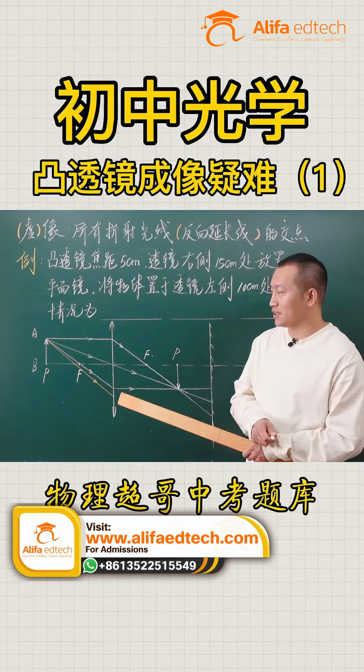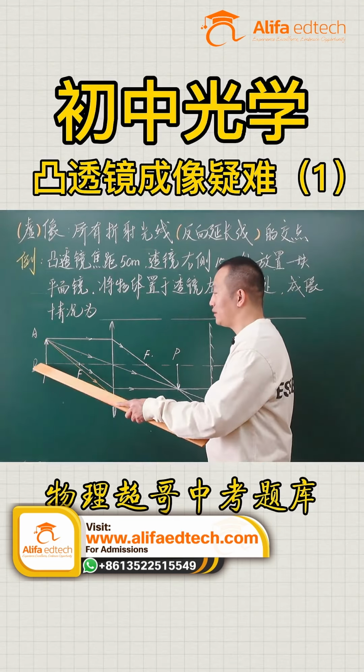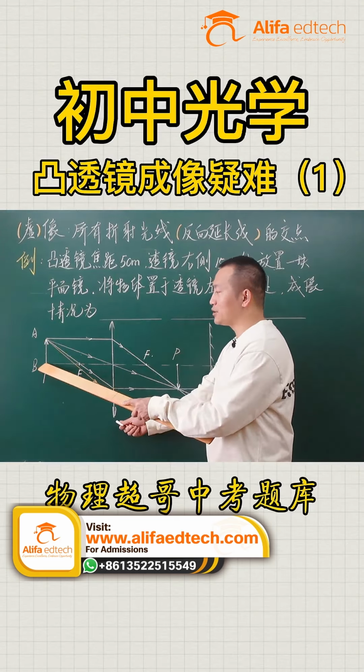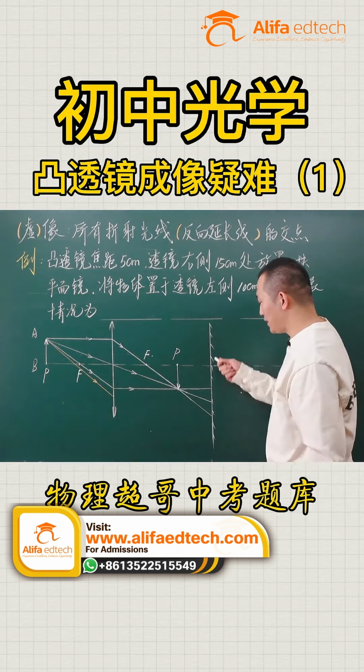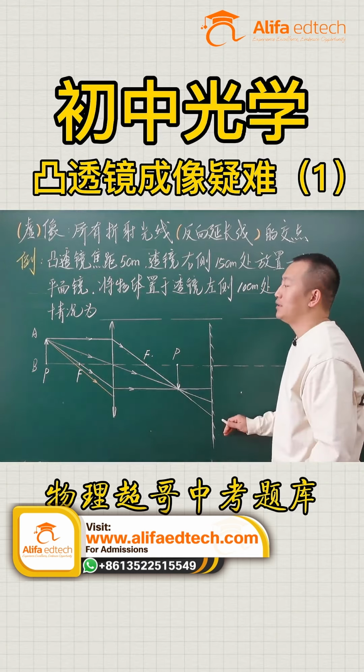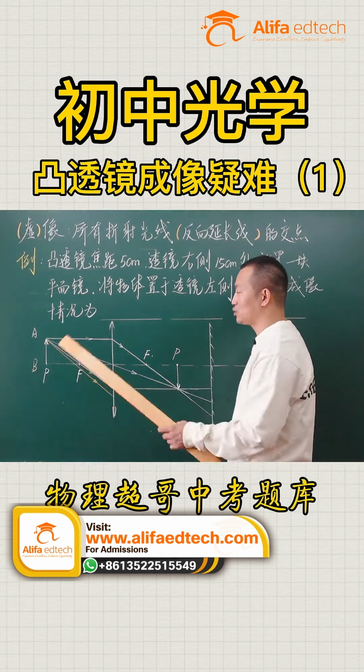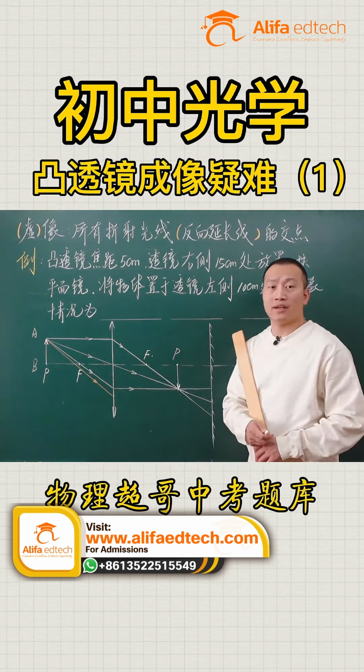Look up at the question on the blackboard. He says there's an object AB placed at twice the focal length of the convex lens, and then a flat mirror on the other side at 3 times the focal length, placing another flat mirror, asking how many images this object can form in this optical setup, how many images can be formed.